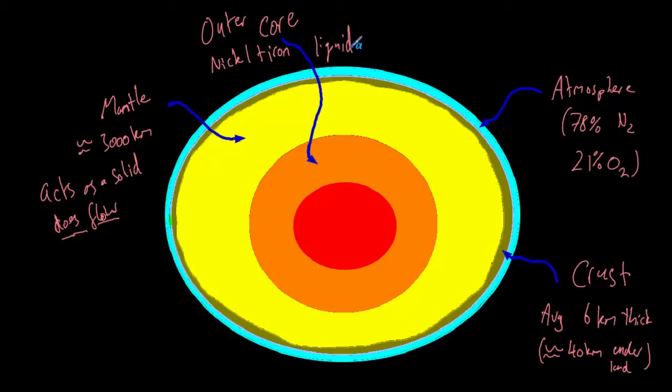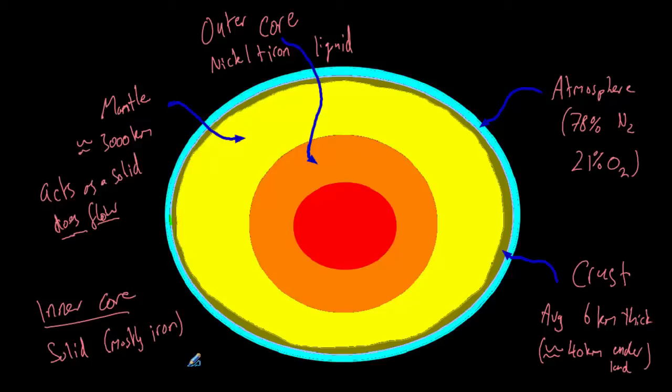And so lastly, of course, we have the inner core. The inner core, which is a solid. And that is made of nickel and iron as well, but it's mostly iron. And you might think, well, if the mantle is pretty much a solid and the inner core is a solid, why is the outer core a liquid? Well, it's all got to do with temperature.